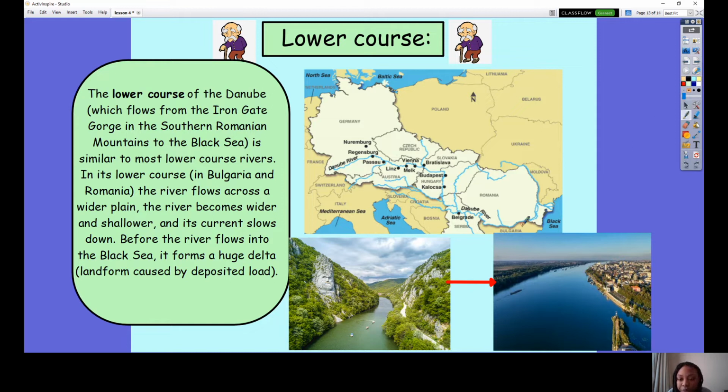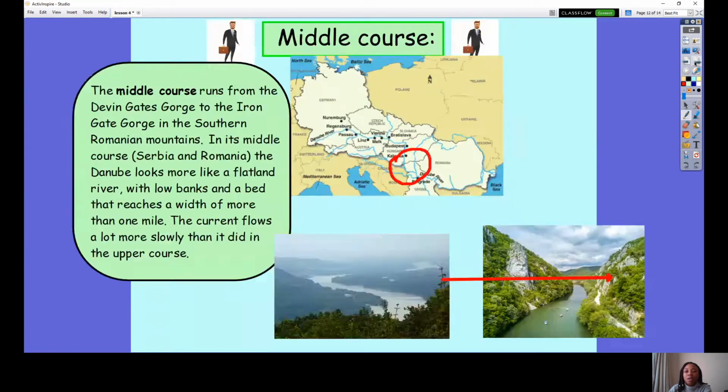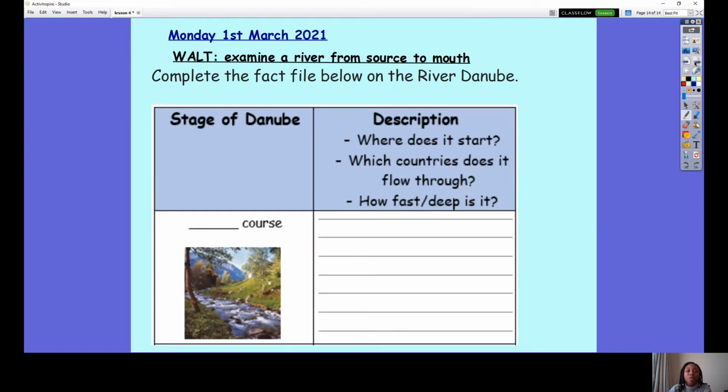I'm just going to circle. Here is the River Danube in its lower course. And you can see here is the Black Sea where the river's mouth is. This is where it enters the Black Sea. Okay, what I would like you to do now is just to go back to this slide. If you have your map, then label the lower course on the map. And if you do not, then you can use the slide and just point to where it would be. Or you can screenshot it and circle it on the screenshot. Fantastic. Okay.